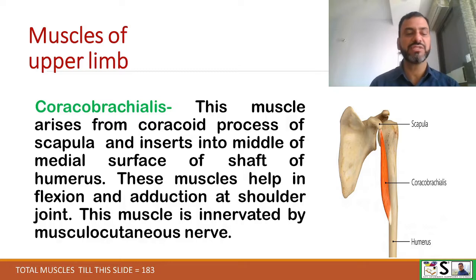Coracobrachialis. This muscle arises from the coracoid process of the scapula and inserts into the middle of the medial surface of the humerus. These muscles help in flexion and adduction at the shoulder joint. This muscle is innervated by musculocutaneous nerve.